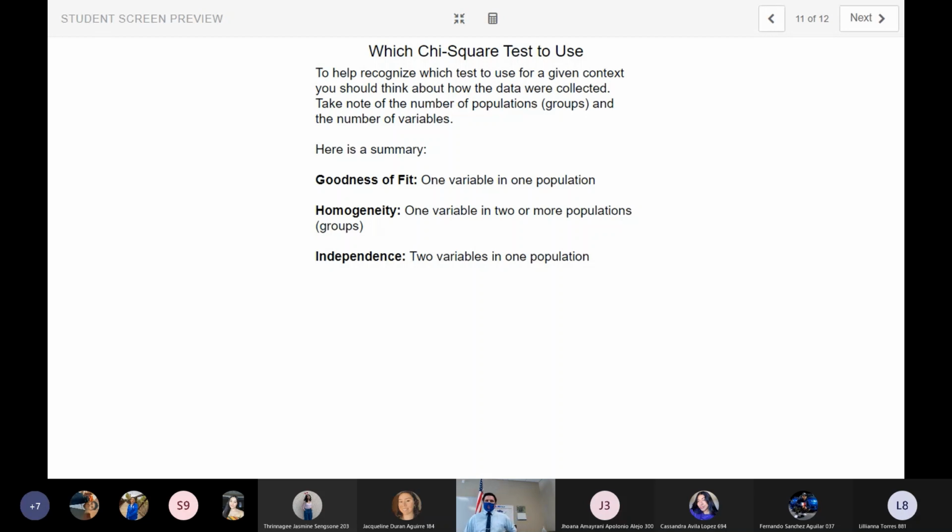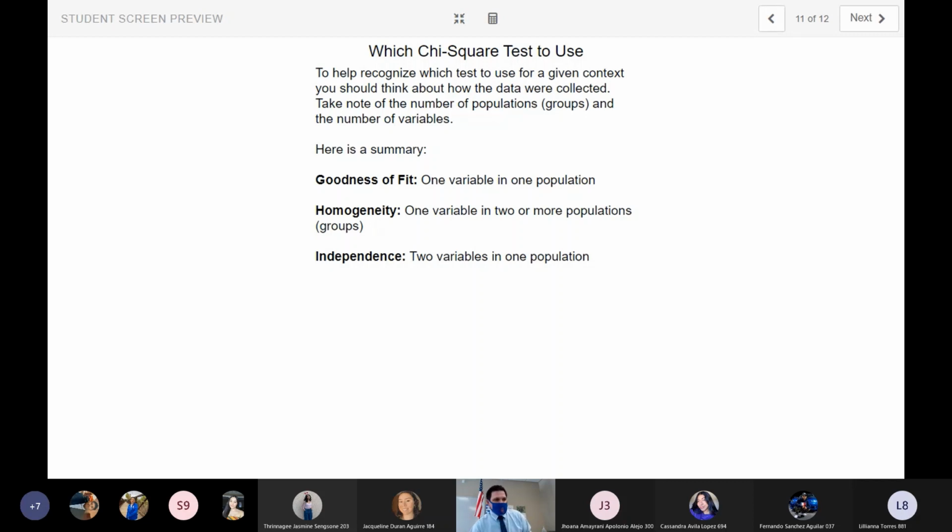For goodness of fit, this is when we have 1 variable and 1 population. So we take a random sample from a single population of interest, and we collect data about 1 variable. For the test of homogeneity, we have 1 variable and 2 or more populations. So we're collecting data about a single variable, but we're sampling independently from several populations, 2 or more.